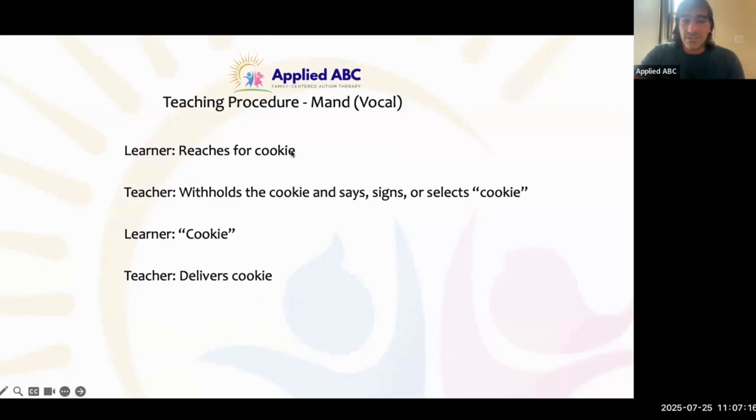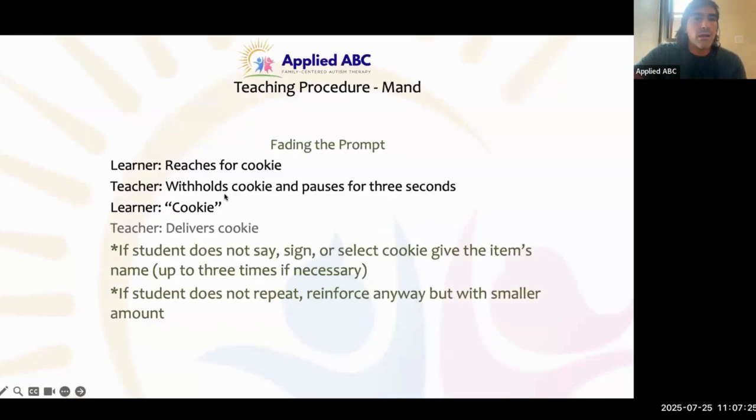Teaching procedure. Learner reaches for the cookie. Teacher withholds the cookie and says, signs, or selects cookie. Learner says cookie. They get the cookie. There you go. Fading the prompt. Learner reaches for the cookie. Teacher withholds the cookie and pauses for 3 seconds. Learner, cookie. Teacher delivers cookie.